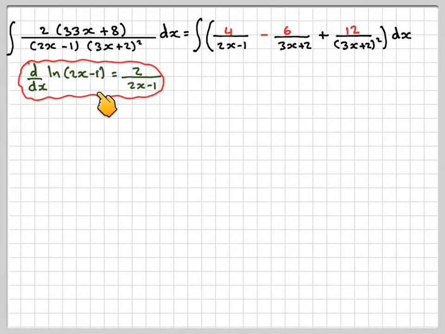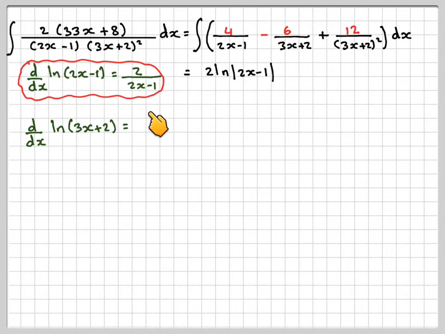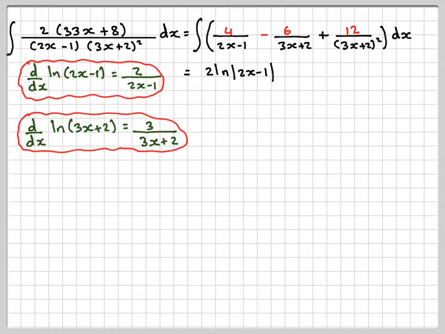Right, so I wanted 4, so I want 2 times this. So that will be 2 times ln of the absolute value of 2x minus 1. If I was to differentiate ln of 3x plus 2, so I'm looking for where this has come from. Yeah, remember that differentiation is the reverse of integration. That will give me 3 over 3x plus 2. All right, and I want 6, so I need to put 2 in front of this in order to make it correct. So it'll be 2 ln of 3x plus 2.